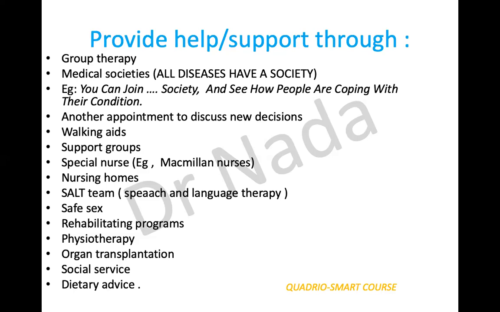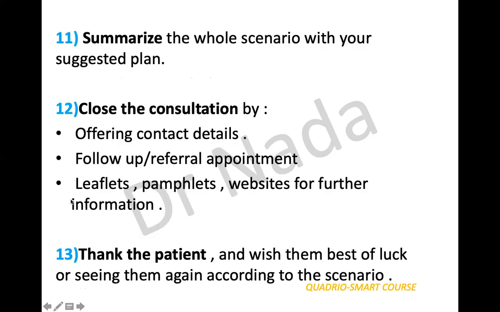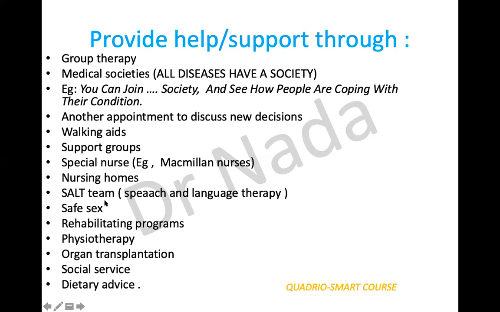Okay, support groups are also available. Special nurses, like Macmillan nurses. These are specialist nurses who deal with and support cancer patients. Nursing homes are also another means of providing support. Okay, usually the arrangement for nursing homes can be done through the social workers and so on. SALT team, which is the speech and language therapy, for example, patients with Parkinson's disease may need the SALT team. Okay, safe sex is also another means of providing health and support.